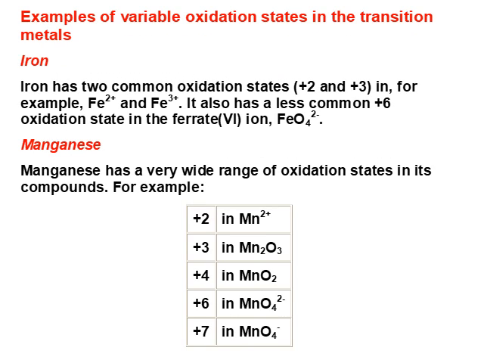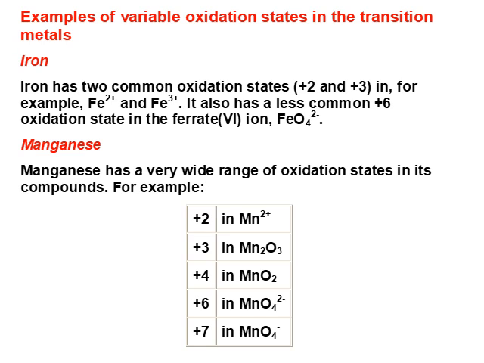Iron has two common oxidation states, +2 and +3. It also has a less common +6 oxidation state in the ferrate(VI) ion, FeO4 2-.